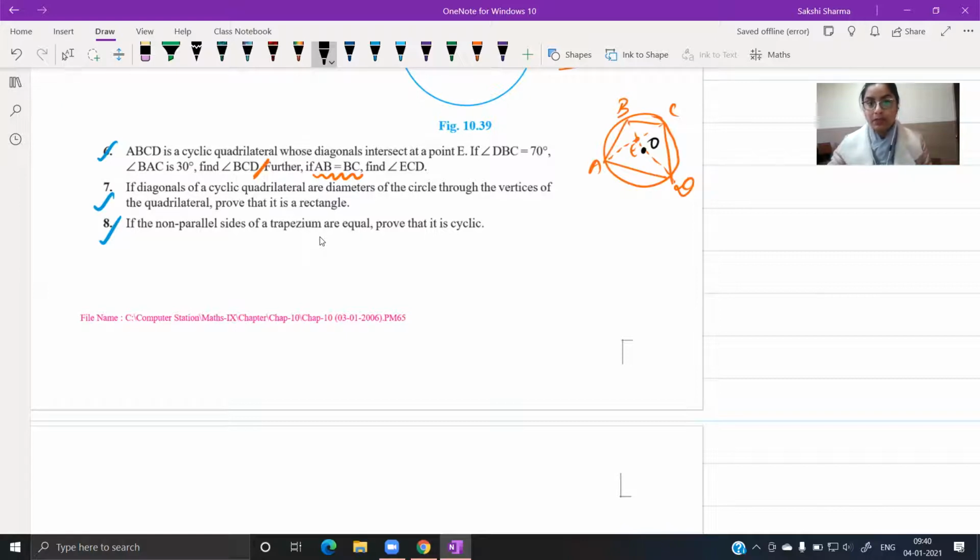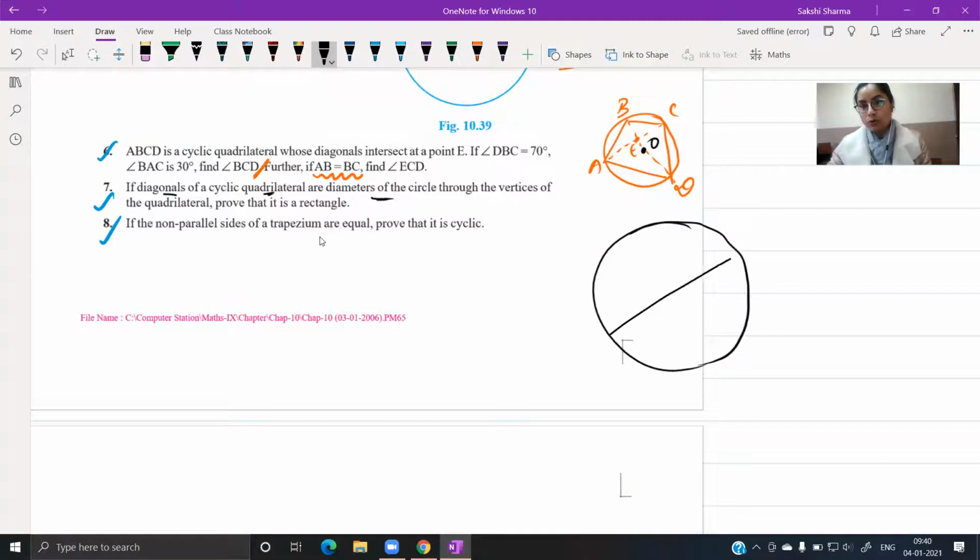Whereas in question number 7, they are mentioning that the diagonals of the quadrilateral are diameters of the circle. So you can just draw a circle, draw 2 diameters, and then join the endpoints of the diameters cyclically in order to obtain a quadrilateral. You have to prove that the quadrilateral will be a rectangle. So if I had to draw, I would simply draw a circle, draw the diameters. The point of intersection will be the center, then name them cyclically and just join them in order to obtain a quadrilateral. So as you can see, I have a quadrilateral here, ABCD. It's a cyclic quadrilateral.